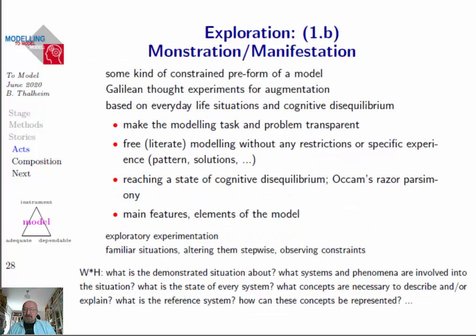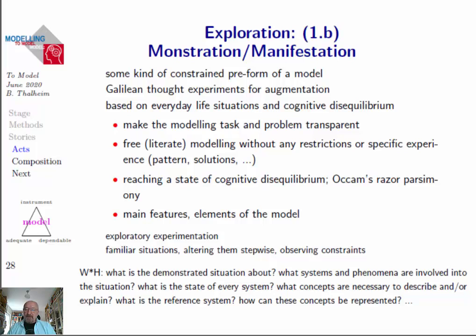Monstration and manifestation is our way to construct, to form the model. I would say to preform the model. And we can use the classical Galilean thought experiments for augmentation. Of course, and in this case we base it on life situations and maybe on what has been observed, whatever has been observed for our origins. That means we are making our modeling task and our modeling problem transparent.